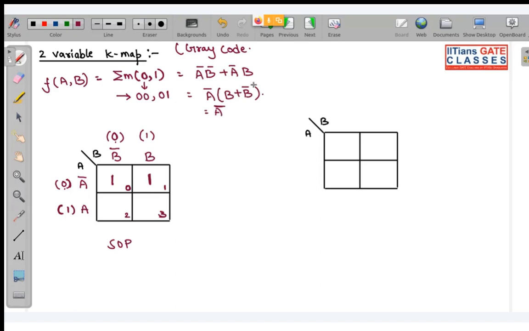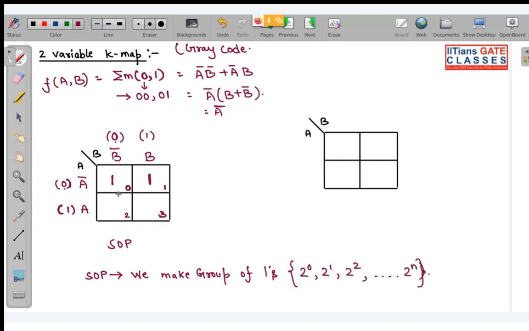But now I want to minimize this expression using your K-map. So how will I do it? I will start making groups of ones. For SOP, we make groups of ones, and the size of the groups will be a power of 2: either 2 to the power 0, 2 to the power 1, 2 to the power 2, till 2 to the power n.